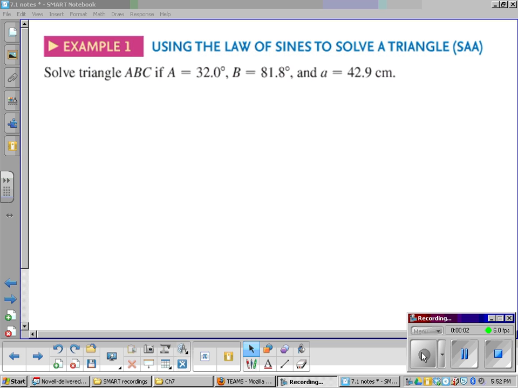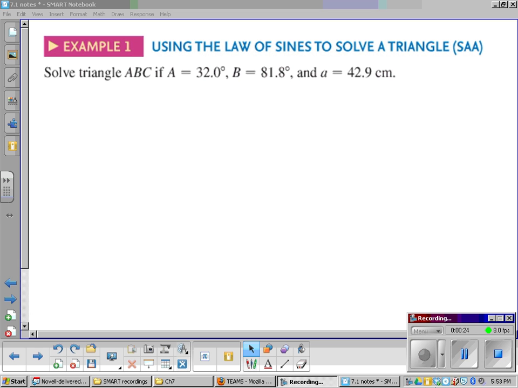Okay, so now we have the law of sines and we're ready to solve an example. They tell us to solve this triangle and they give us two angles and a side. They give us three pieces of information and we need to give them three pieces of information back. So we're missing the angle C and then we're missing sides B and C. And when we get those three things, then we'll have this triangle solved.